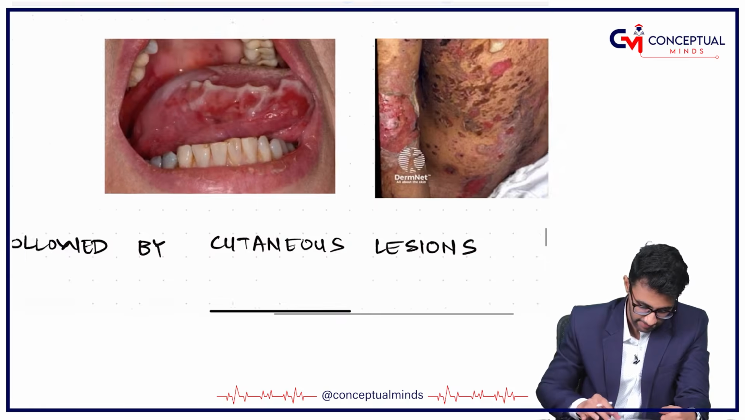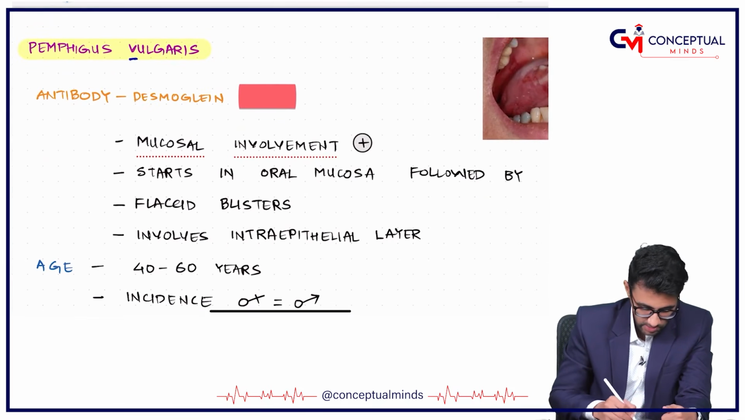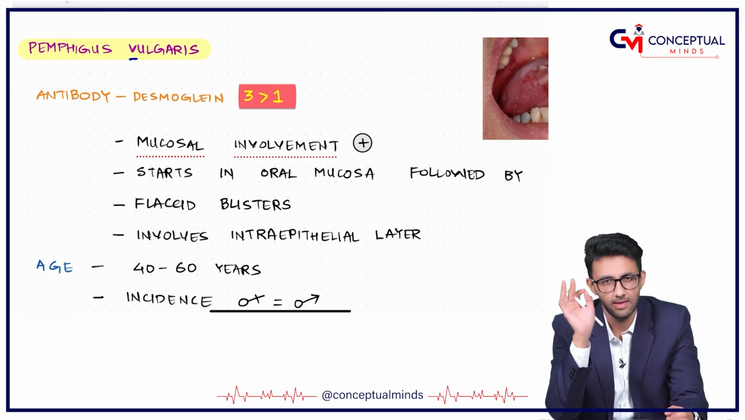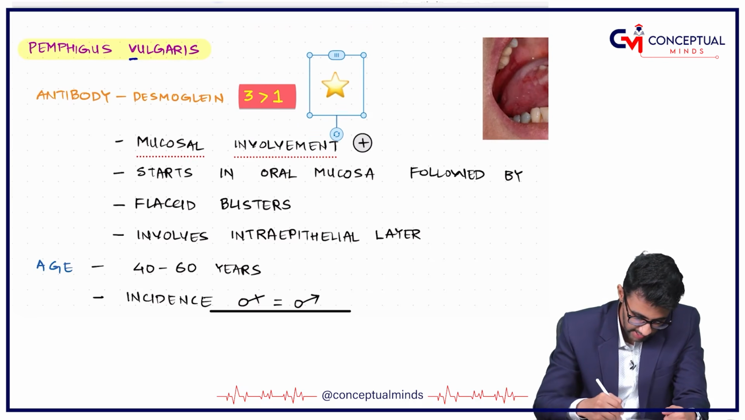So for pemphigus vulgaris, by the limitless trick we see V, so we mark 3. Let me just take yellow. We mark 3, 3 more than 1. Vulgaris, 3 more than 1. Please make sure you remember this. I'll mark this point once again.